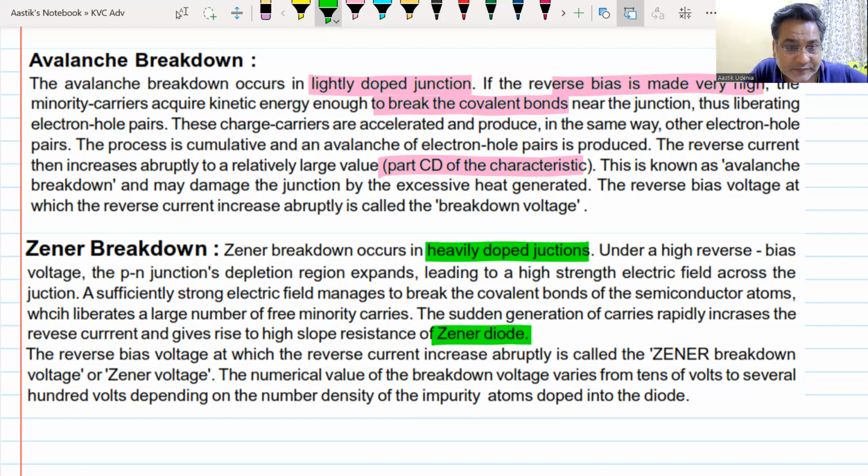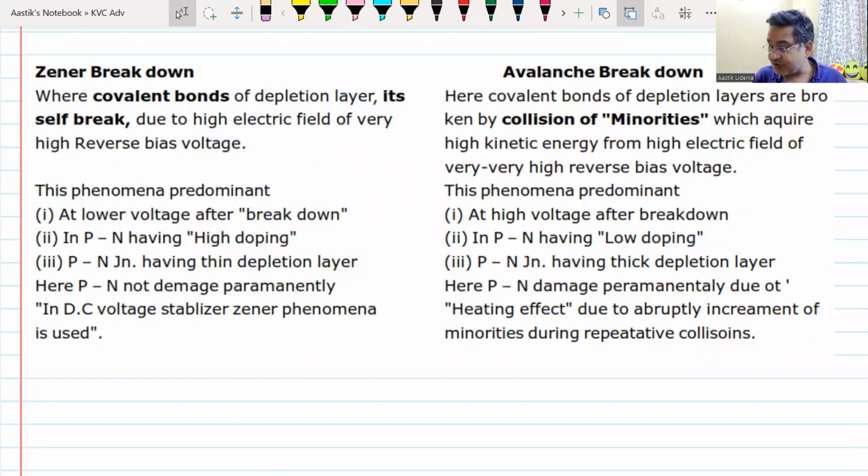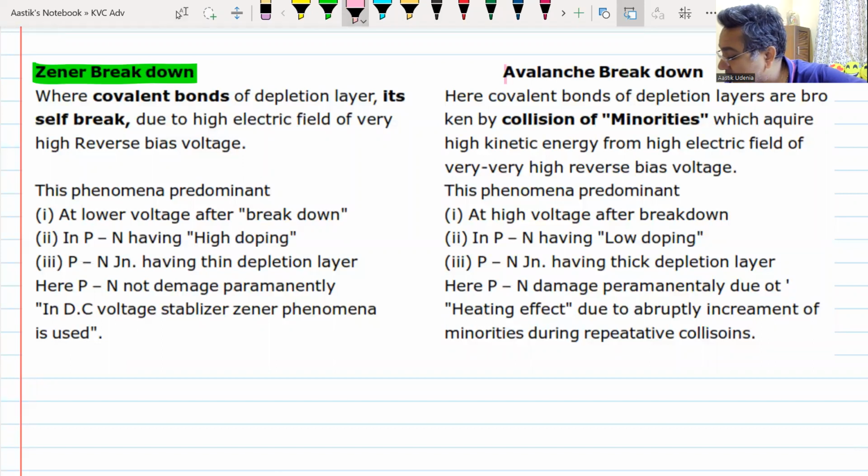Summarizes both the facts together. So these are the facts summarized in a table. On the left hand side, my dear friend, you have the Zener breakdown, and on the right side, you have the avalanche breakdown. The avalanche breakdown happens because of the collision of minorities, and the covalent bond depletes, and it happens in low doping and in PN junction having thick depletion layer.